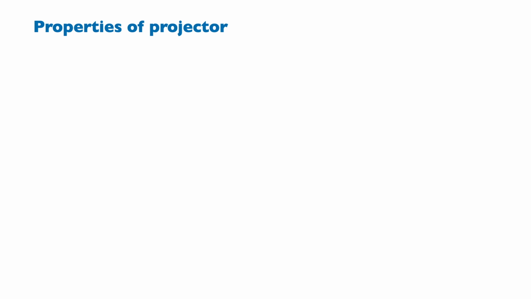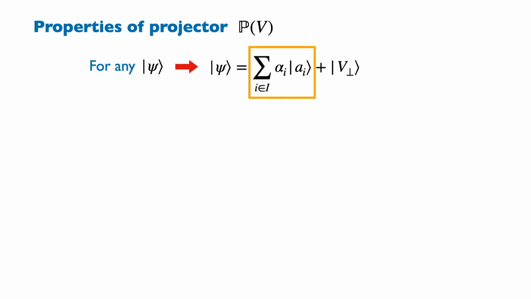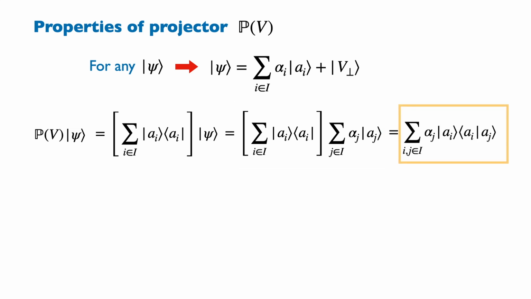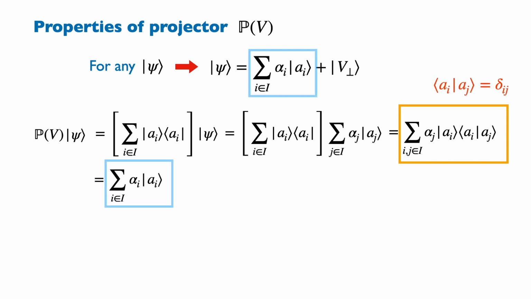Let's look at some properties of projectors. Suppose P_V projects into a subspace V. Let psi be any state vector. In general, part of this vector will be inside V, while the rest is outside V, or in other words, orthogonal to V. Applying P_V to psi, the part orthogonal to V will be removed, leaving just the part in V. Using the orthonormality condition satisfied by the basis in V, we find that the part of psi within V is left unchanged.